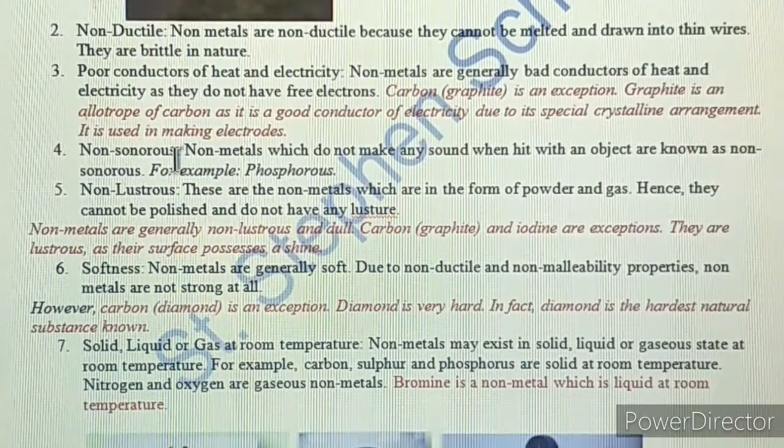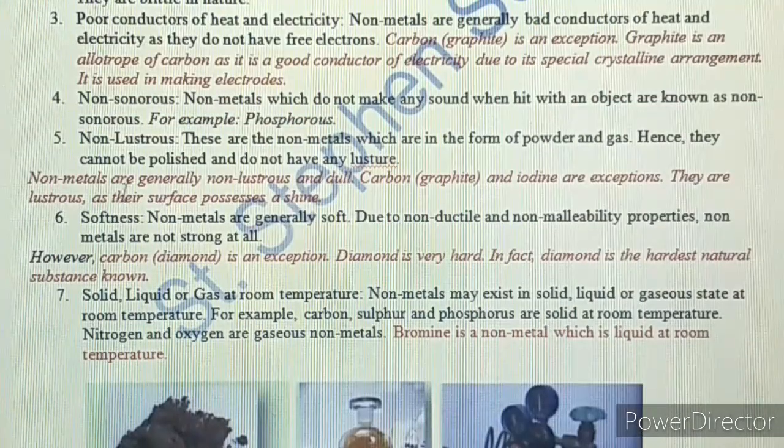Then they are non-sonorous. Sonorous means producing a ringing sound when hit with an object, and materials that do not are known as non-sonorous. For example, phosphorus, which is present in powdery form only. Then non-lustrous, these are again dull. Non-metals are in powder or gaseous form, hence they cannot be polished and they do not have any luster. Non-metals are generally non-lustrous and dull.